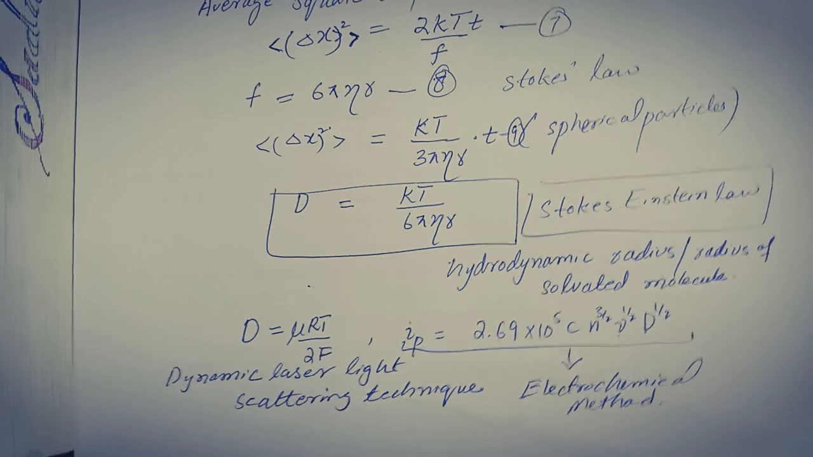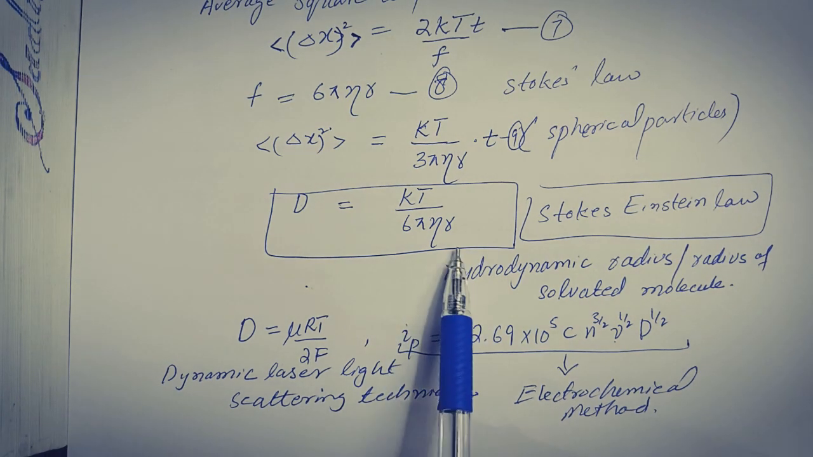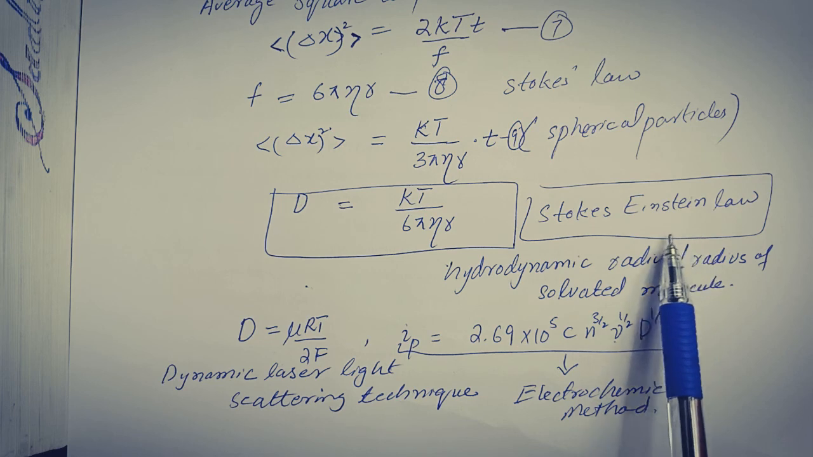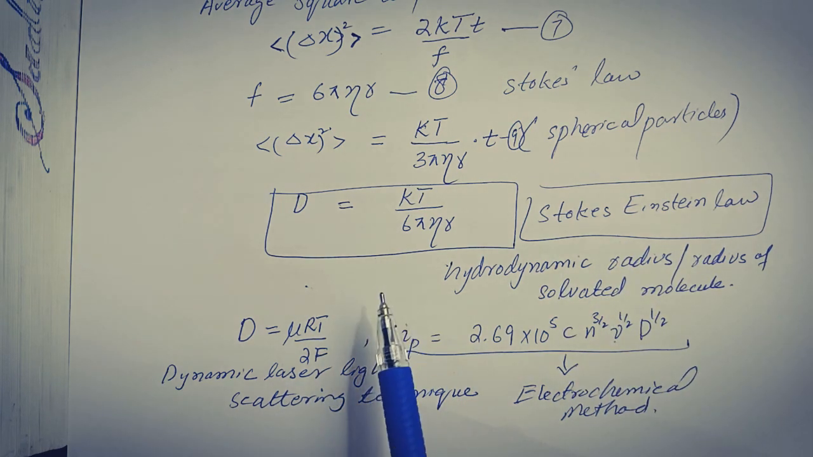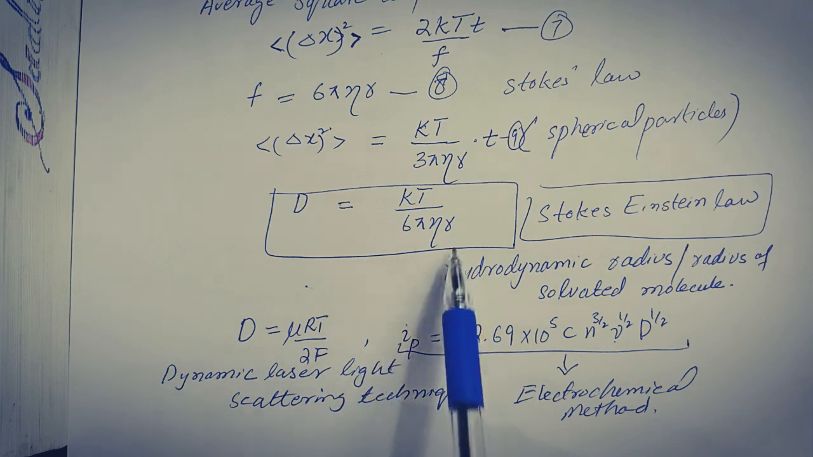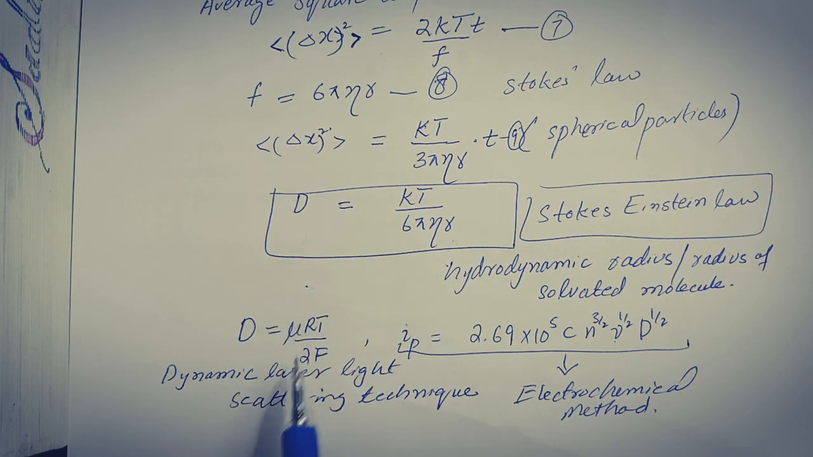So for an unknown compound, we can calculate the hydrodynamic radii or the radii of the solvated molecule if they are spherical, using this Stokes-Einstein law that is explaining the diffusion of spherical particles. Or conversely, if you know the hydrodynamic radii, you can calculate the diffusion, and from here you can also calculate the mobility of the solute particles.